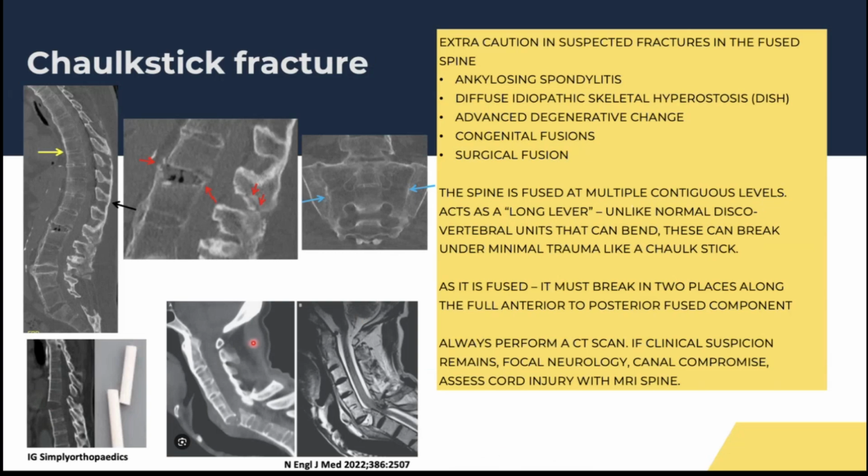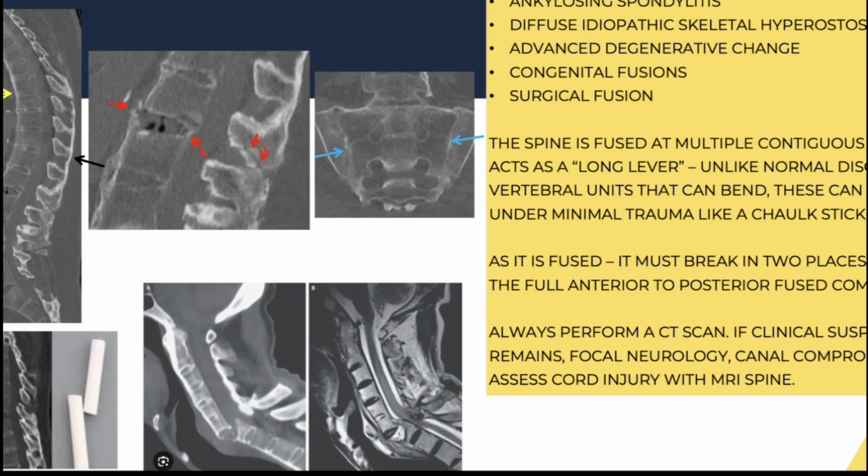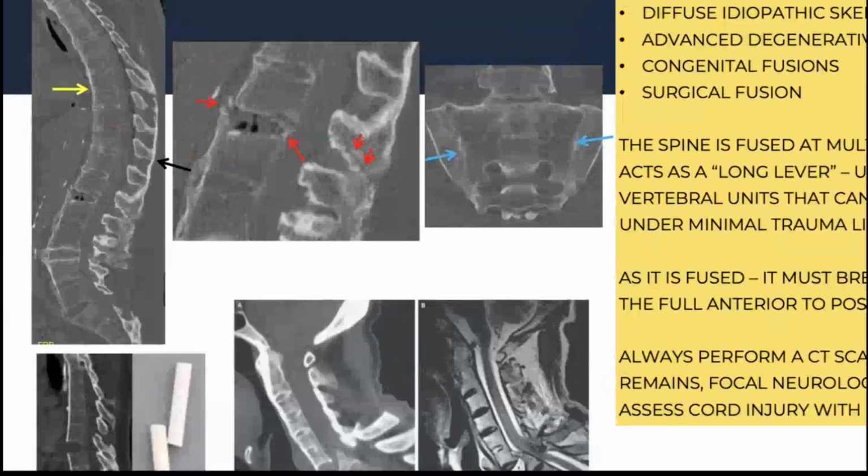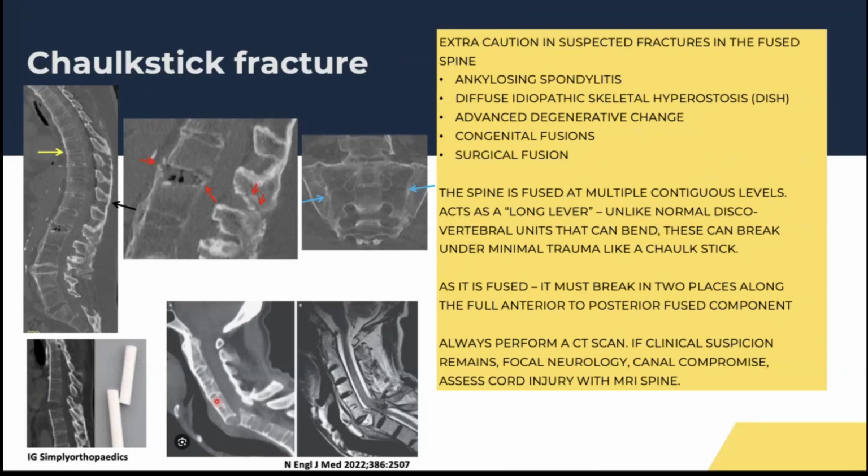So yeah, this is something called a chalk stick fracture. Chalk stick fractures are a specific type of fracture which occur in patients who have a fused spine. So what conditions give you a fused spine?